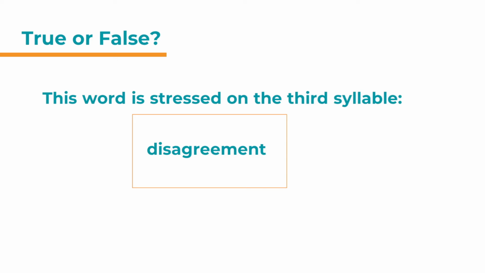True or false? This word is stressed on the third syllable. Disagreement. Disagreement. Yes, that is correct. Disagreement. Agree is the root word and that is stressed on the second syllable. It is a verb. And if we add the prefix dis and the suffix ment, it doesn't change the stress. Disagreement, stress is on the third syllable.